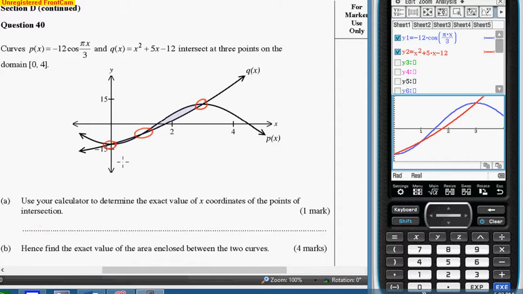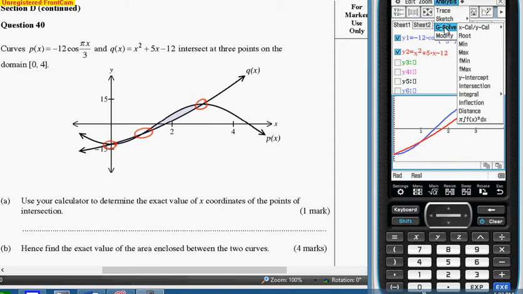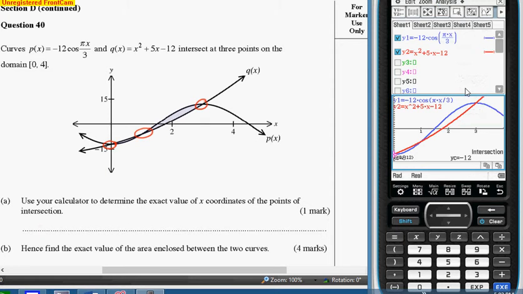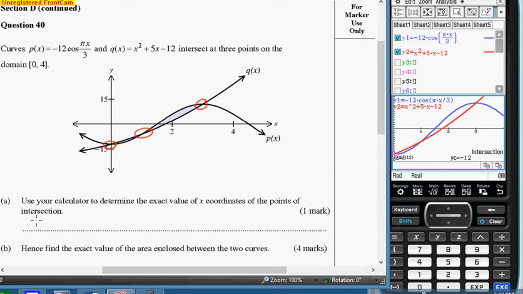Right, now we just got to find the points of intersection. Well, it looks like the first one's on the y-axis. Let's just do it here anyway. Analysis, G-solve, intersection. Well, I think that says x equals 0. That's a little bit tricky to read. So here's what we've got. We've got the first one at x equal to 0.